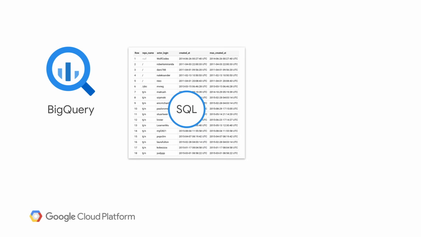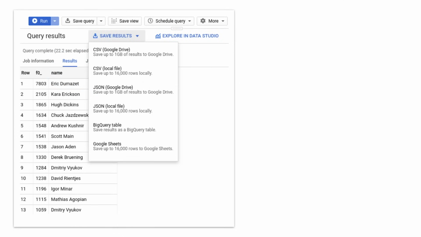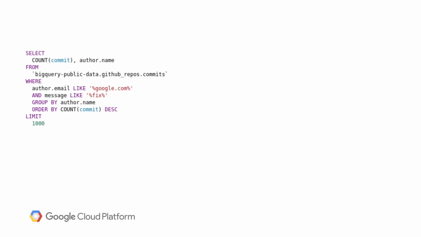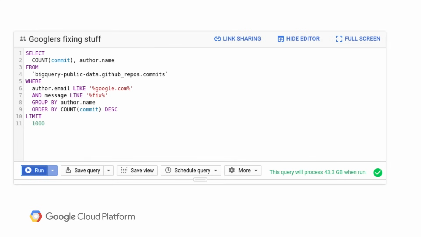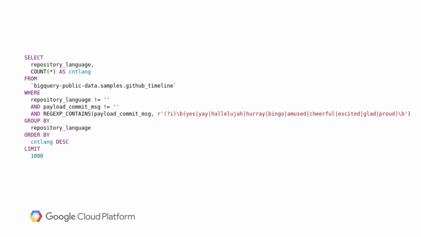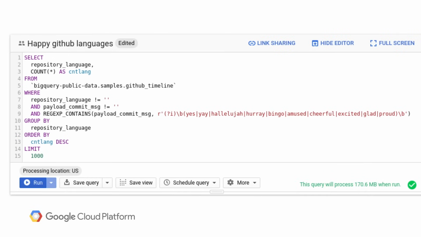Simply craft a standard SQL query, and within seconds, BigQuery will have processed potentially gigantic amounts of data and produced a result that can be saved in various formats. For instance, using the public dataset of GitHub commits, here we've asked BigQuery to provide the list of the top Google employees fixing stuff on GitHub. Also, with the same dataset, we can figure out which programming languages make developers the most happy. Notice the regular expression embedded in the query. The key point here is how much data is processed in such a short period of time.